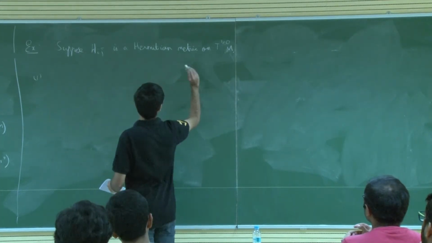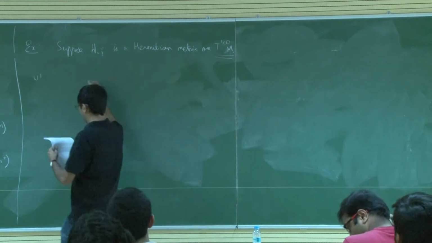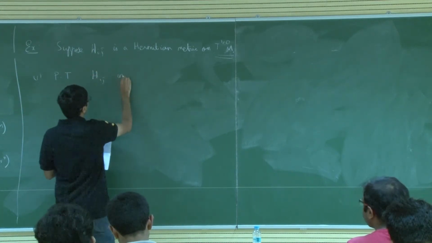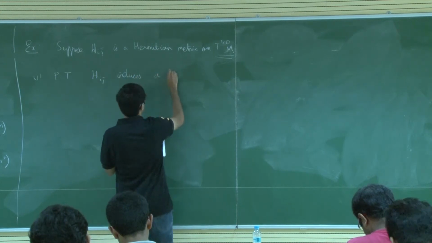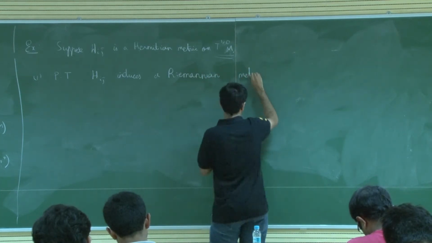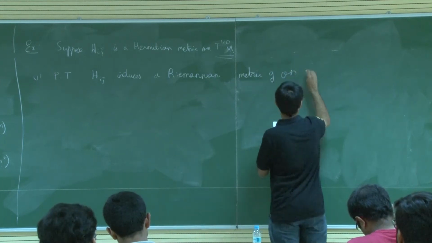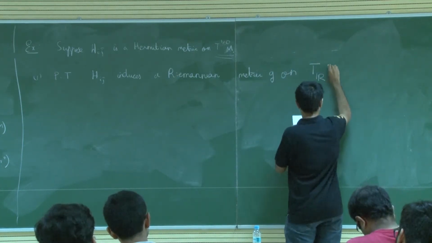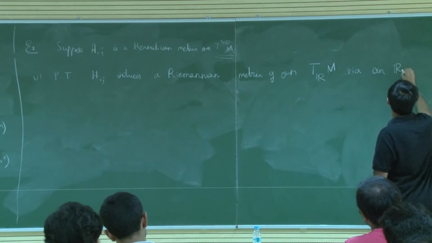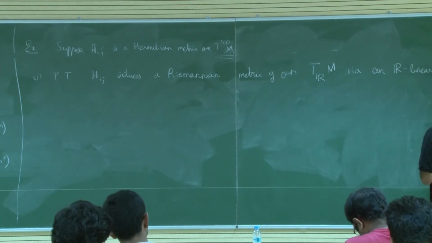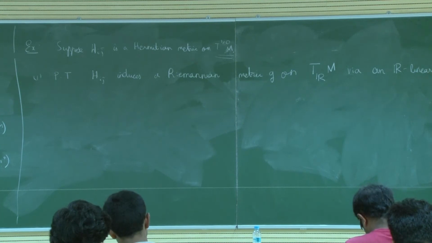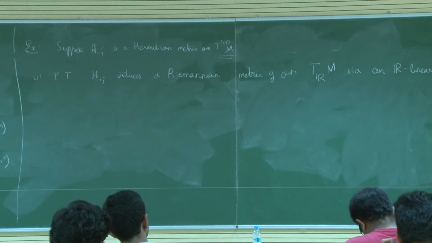So given a Hermitian metric on this, prove that H induces an honest Riemannian metric G on the real tangent bundle via an R linear isomorphism between the real tangent bundle and this.